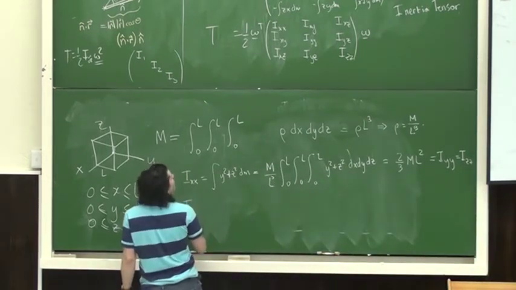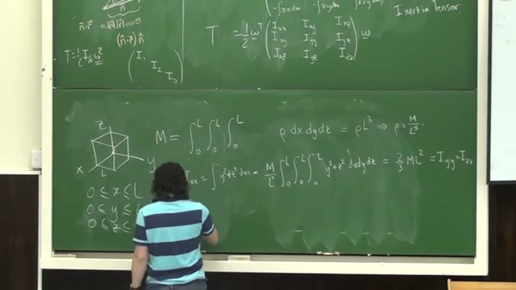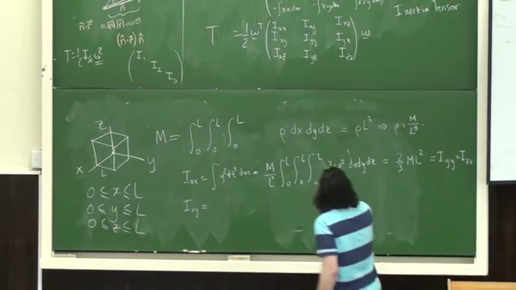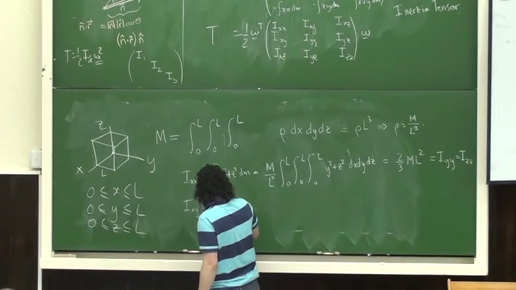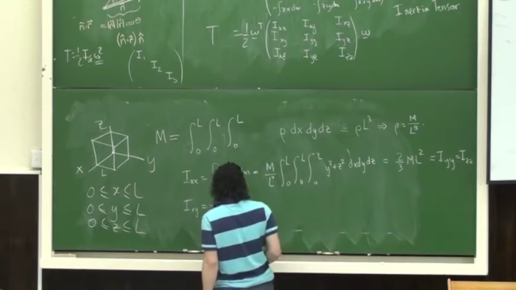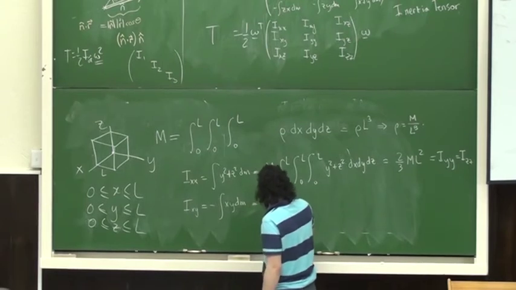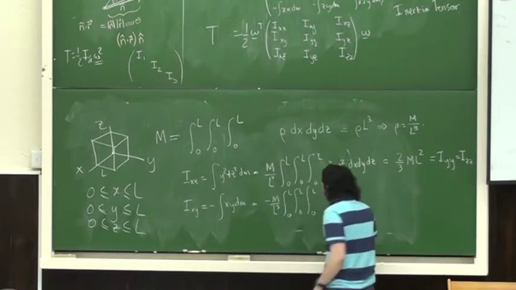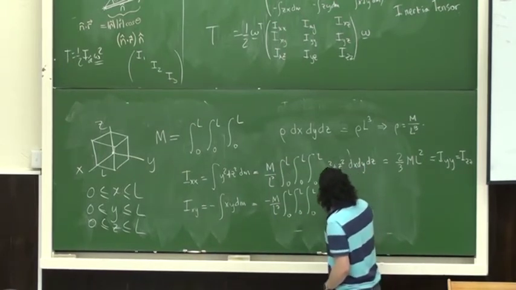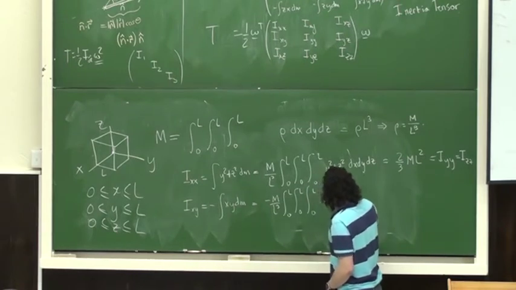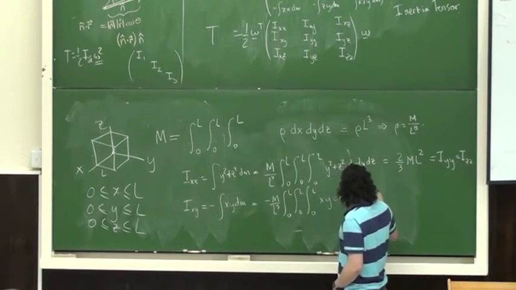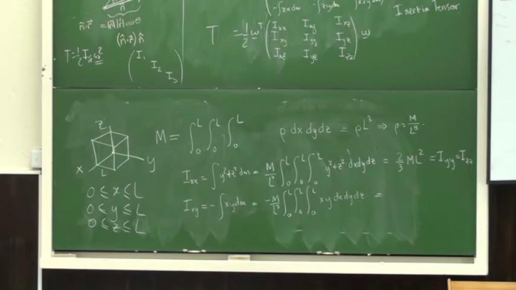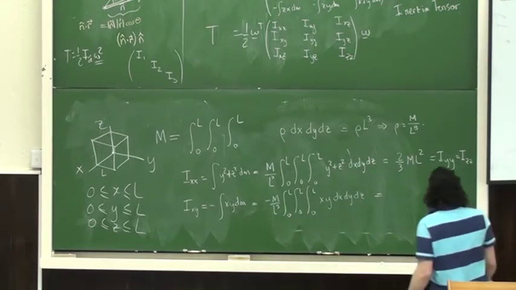So if I want to work out Ixz, for instance, or Ixy, and the rest of them will be equal to this, well, that's negative the integral of xy, which is simply going to be negative m over L cubed times the integral of xy dx dy dz. And you can check my answer. Maybe the mathematics made a mistake.